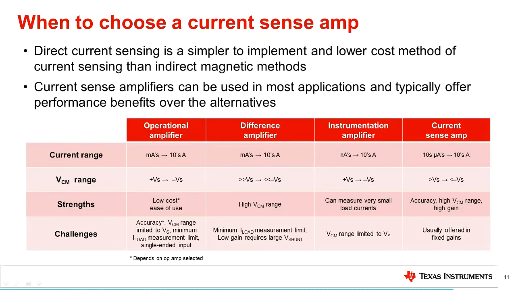Direct current sensing is a simpler to implement and lower cost method of current sensing than indirect magnetic methods. And current sense amplifiers offer the most comprehensive set of features to maximize current measurement performance for the widest range of applications. The table shown on this slide summarizes the 4 types of amplifiers we have discussed in this video.